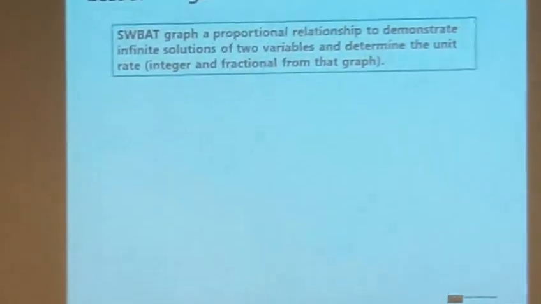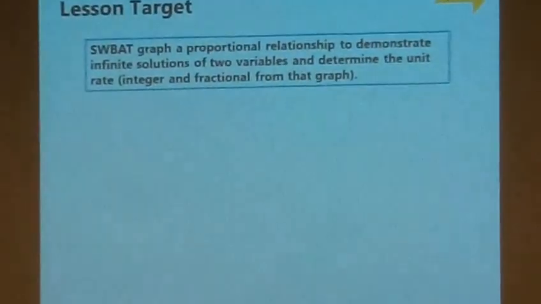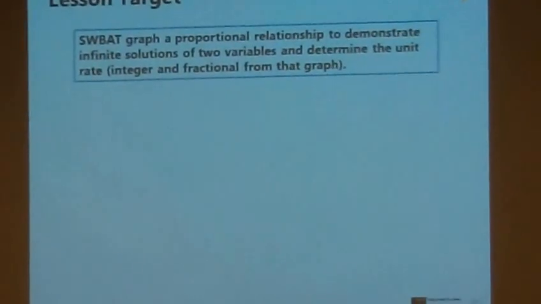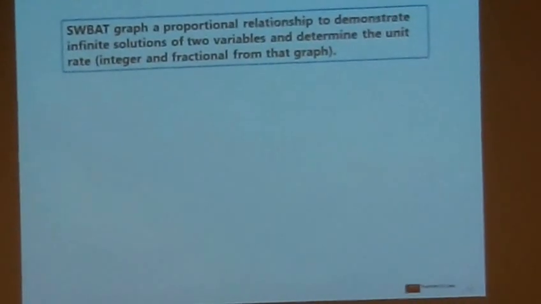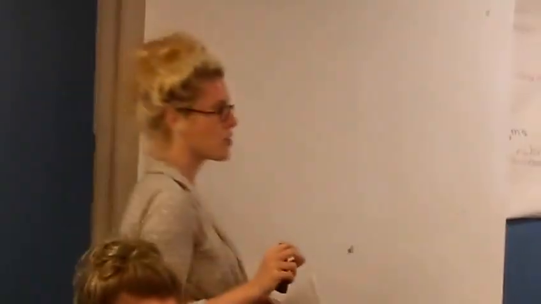Michael. Students will be able to graph a proportional relationship to demonstrate infinite solutions of two variables and determine the unit rate, integer and fractional from that graph. That was really fantastic, fluent reading there, Michael, but this time we'd like you to read it through one more time, and all scholars should have their pens in their hand, and as Michael is reading the lesson target, I'd like you to go through and circle words that you are already familiar with. You're circling words that you're already familiar with. Thanks, Michael.